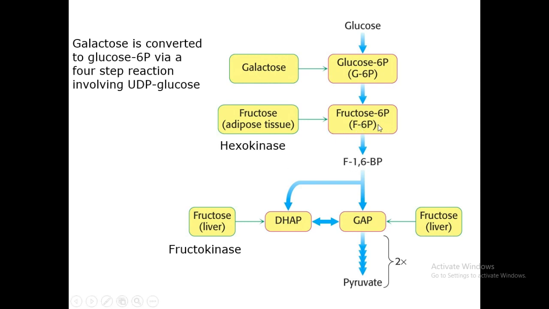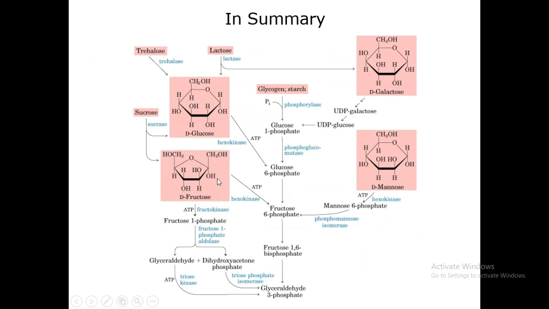Okay. And sa adipose tissue, sa adipocytes, si fructose ma-convert into fructose 6-phosphate. But in the liver, it's only in the liver nga makaproduce ta og DHAP and G3P out of the fructose. Okay. So, this is how the galactose and fructose enter the glycolytic pathway. So, sa glycolysis sila mosulod.